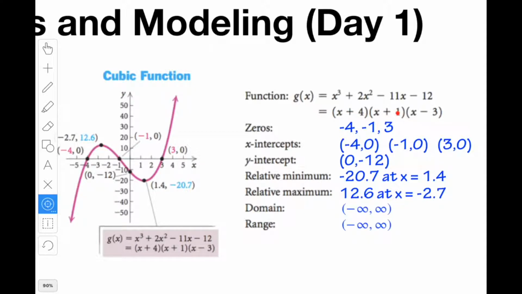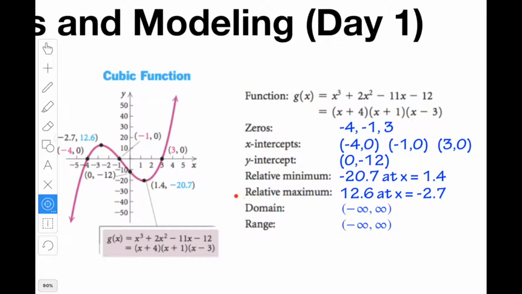Because when you have this, you don't even have to look at the graph. The zeros are going to be -4, -1, and 3. They correspond to these three x-intercepts along the x-axis. Here the x-intercepts identify the 3 points where the graph will cross the x-axis. And here's the y-intercept at (0, -12).